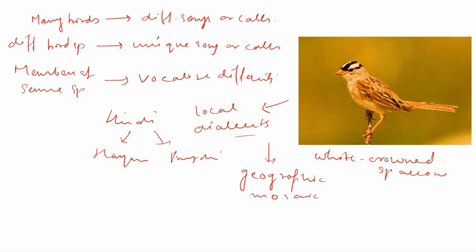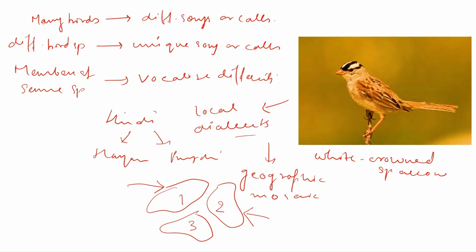What do we mean by geographic mosaic? Say, for example, this is one piece of area, this is another piece of area, and this is a third. These are the three land spaces where the white-crowned sparrows are found. The sparrows found in area number 1 have dialects which are different from the sparrows found in area number 2. Similarly, the sparrows of areas 1 and 2 have different dialects from the sparrows living in area 3. Though they are all white-crowned sparrows, they live in different areas and hence have different dialects. And this creates a geographic mosaic.